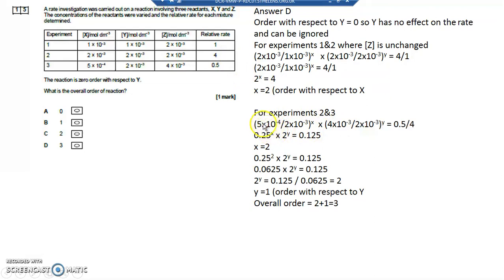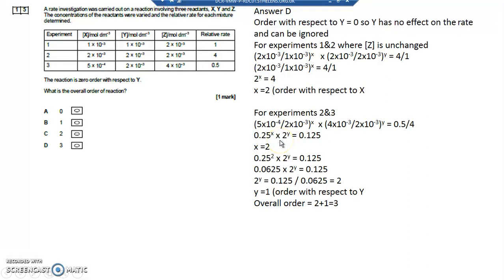Let's do some cancelling then now. This is 0.25 to the power x. 4 times 10 to the minus 3 divided by 2 times 10 to the minus 3 is a 2. 2 to the power y, and 0.5 divided by 4 is 0.125.